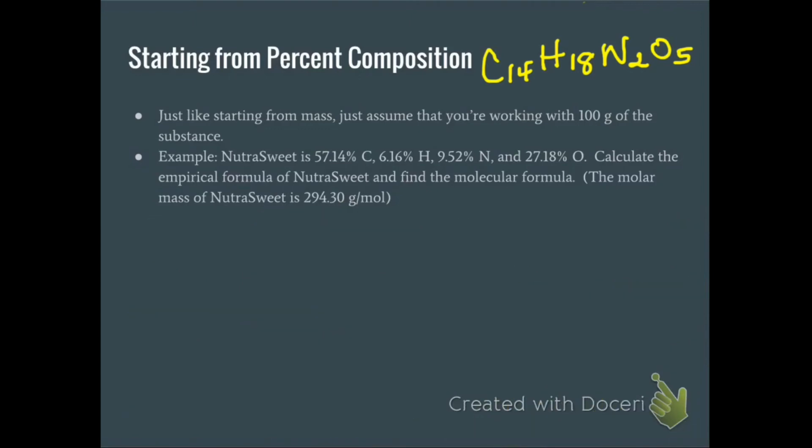All right, now the other thing it asks us to find is the molecular formula. So finding our molecular formula is also going to be just like in the previous video. We need to find the ratio of our empirical formula with our molar mass. So we know our molar mass of NutraSweet is 294.30 grams per mole.